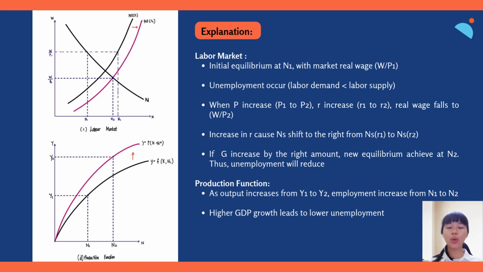In summary, when the government implements a fiscal stimulus, especially an increase in infrastructure spending to cope with the economic recession, it can help to increase aggregate demand and GDP while lowering unemployment.